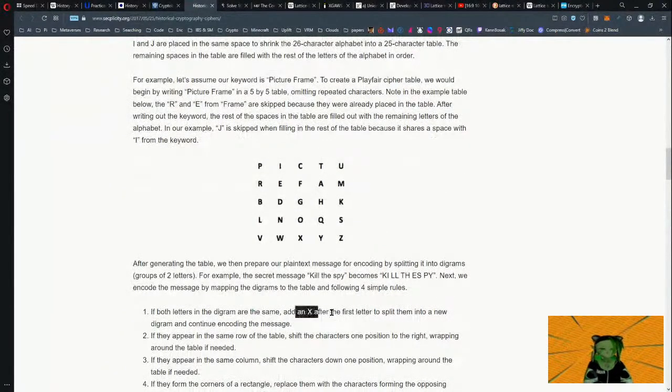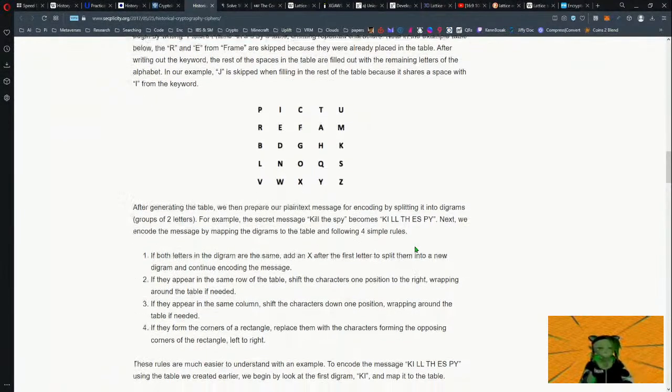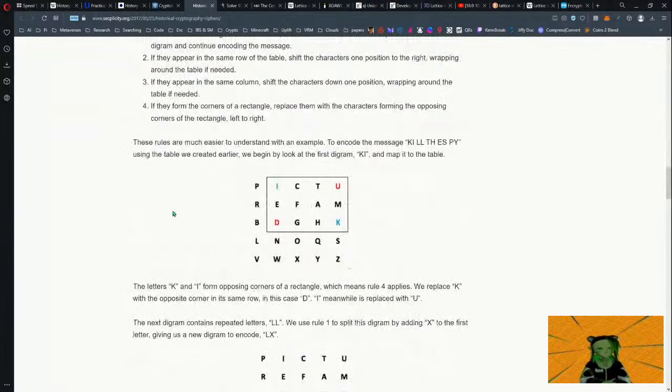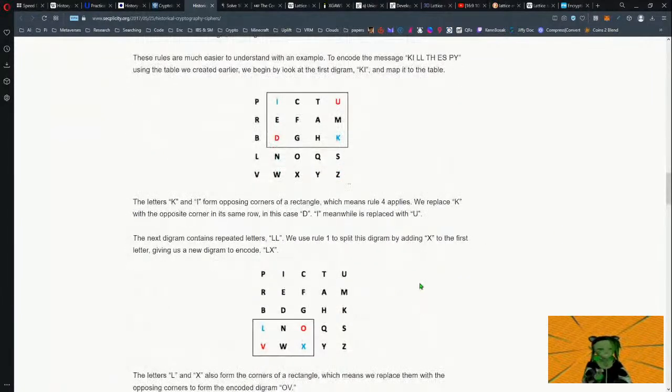Like, we know that we start at one letter, and then we basically just do math to keep going. And you see here, if both letters in the diagram are the same, add an X after the first letter and split them into this new diagram and continue encoding the message. And then you end up with something kind of like this. All right. And as you keep going through these different things, you'll see they come out different ways.